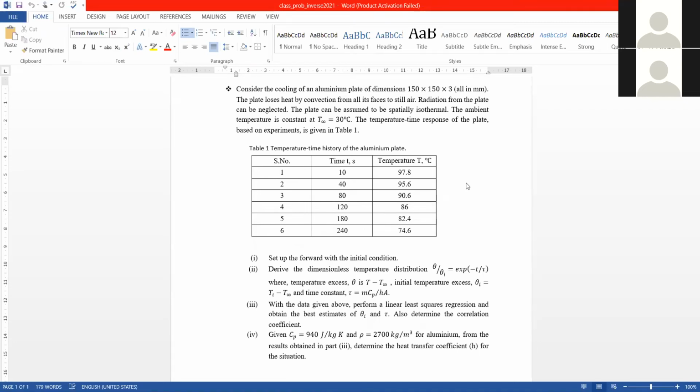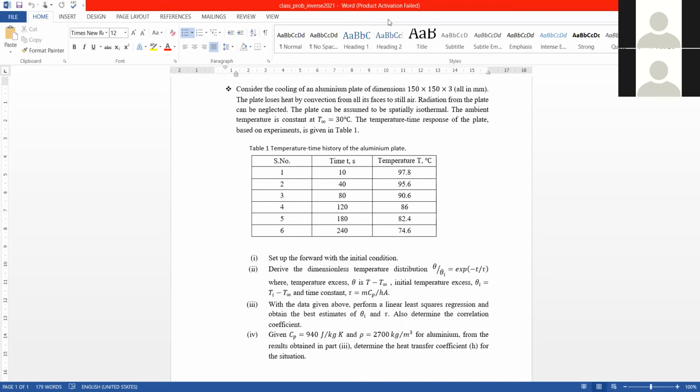So problem number 9, please take down. Consider the cooling of an aluminium plate of dimensions 150 by 150 by 3, all in millimeters. The plate loses heat by convection from all sides. Radiation is negligible. The plate can be assumed to be spatially isothermal. Ambient temperature is constant at 30 degrees centigrade. The temperature time response of the plate is given below, at 6 times: 10 seconds, 40 seconds, 80 seconds, 120, 180, 240. Some temperatures are given.